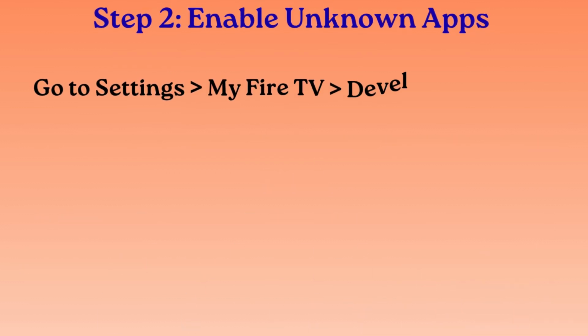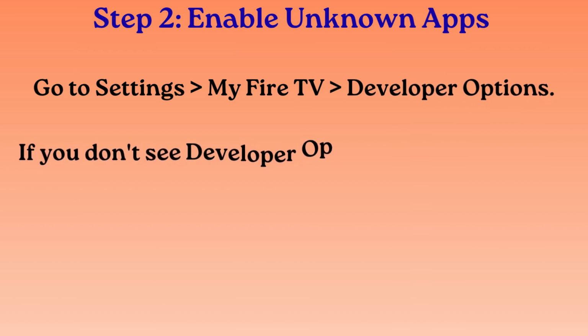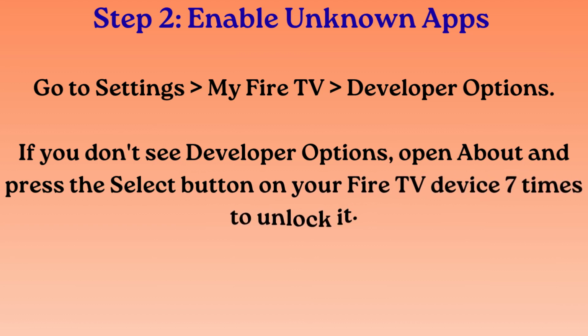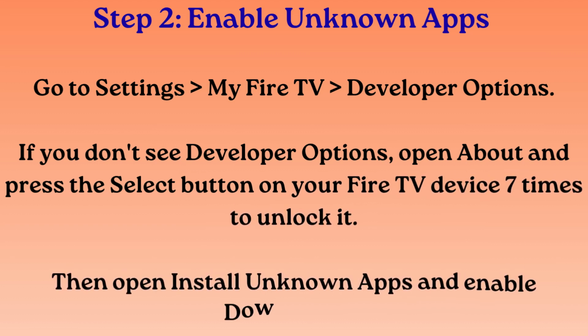Go to Settings, My Fire TV, Developer Options. If you don't see Developer Options, open About and press the Select button on your Fire TV device 7 times to unlock it. Then open Install Unknown Apps and enable Downloader.